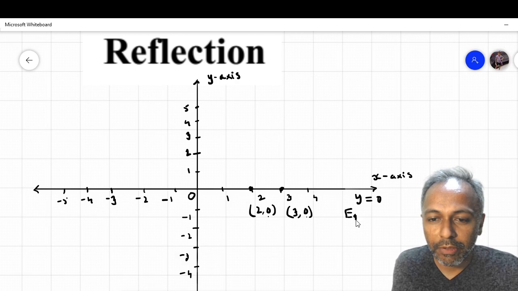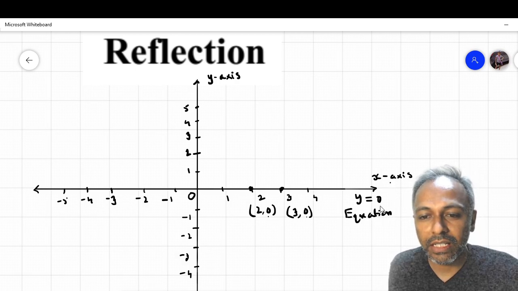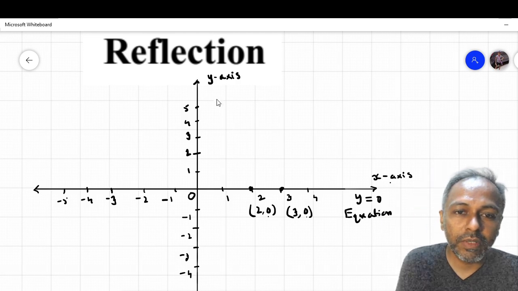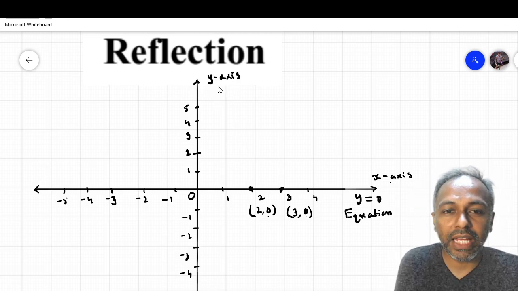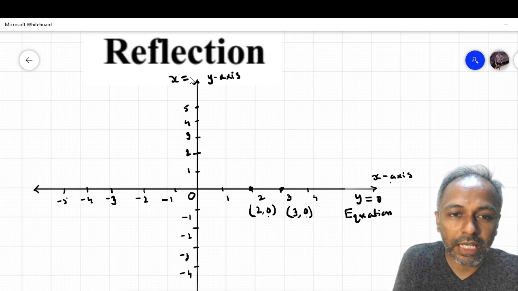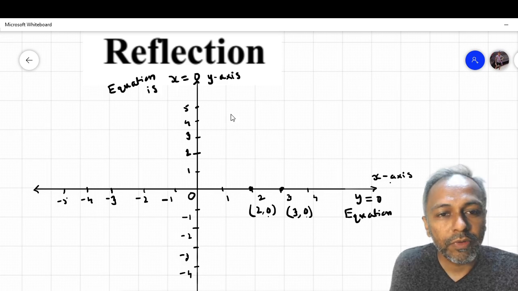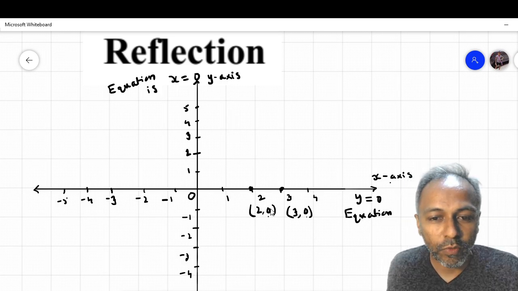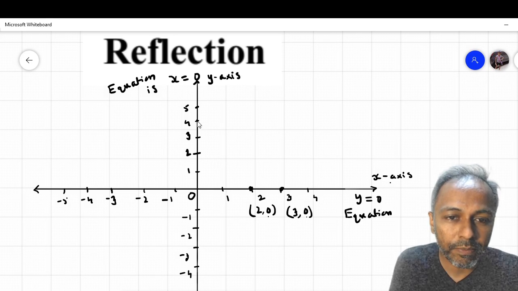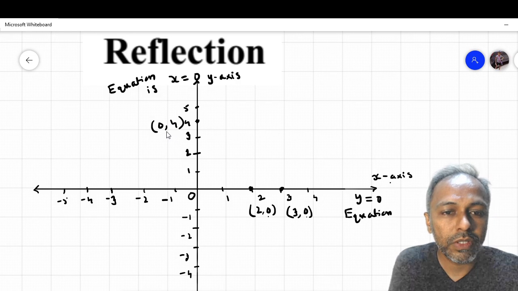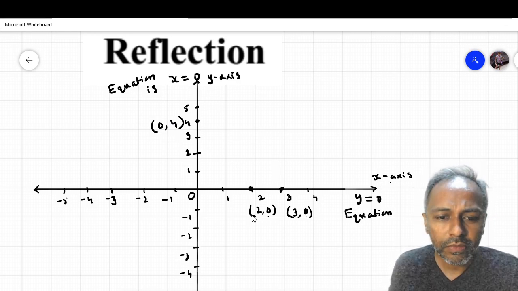I'm repeating the word, I'm even writing it. Equation of x-axis is y equal to 0. Similarly, equation of y-axis is x equal to 0, because every point on y-axis will have x coordinate 0, similar to what we tried explaining here. For example, for this point 4, the coordinate will be 0, 4. So x coordinate is 0, hence equation is x equal to 0.